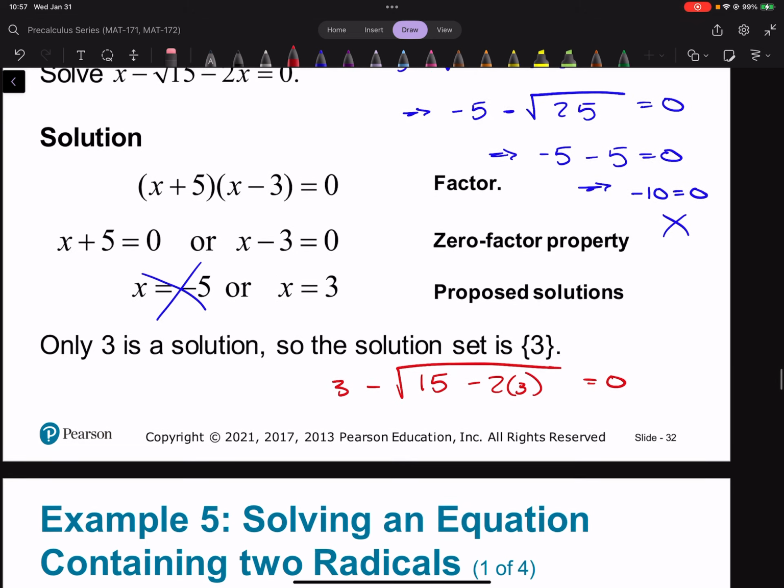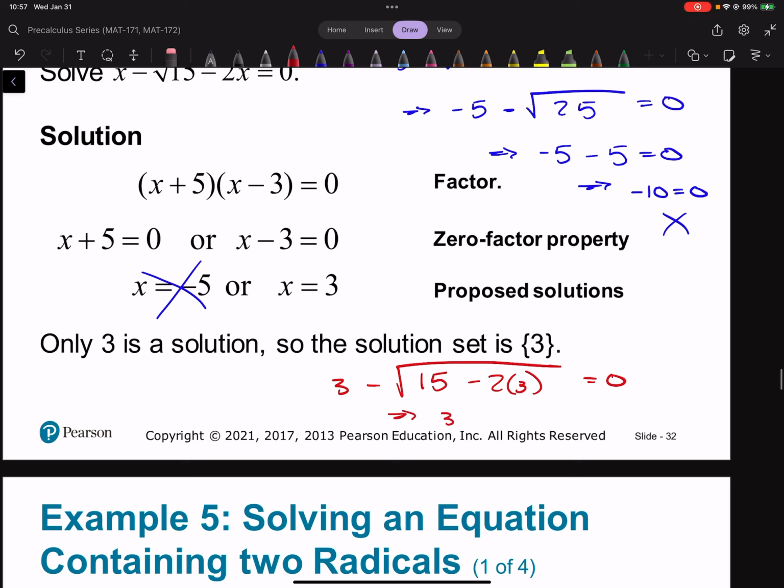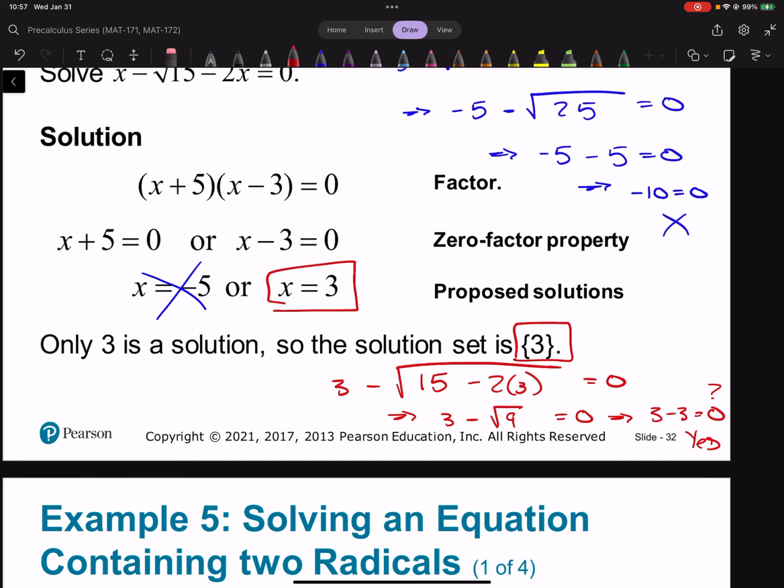All right, so let's see what we get with this one. That's 3 minus the square root of 15 minus 2 times 3, which is 6. 15 minus 6 is 9. Is 3 minus 3 equal to 0? Yes, that's a true statement. So that's why our solution set is going to be 3.